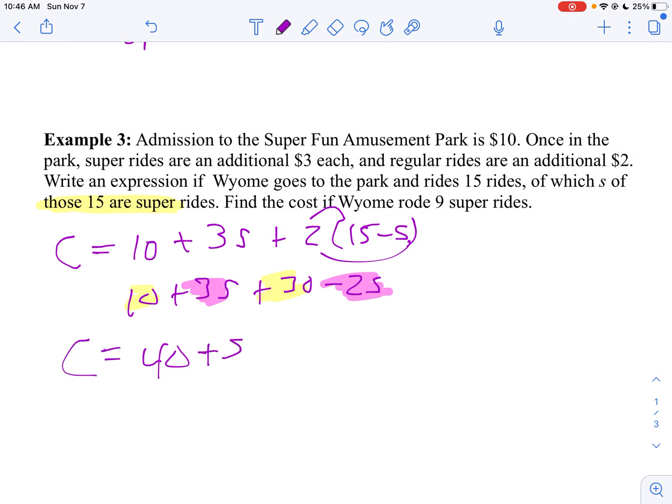So that's a polynomial. Now we can find the cost if she rode 9 super rides. So that'll be 40 plus 9, which is 49. That's how much she spent at the amusement park that day just for the rides.